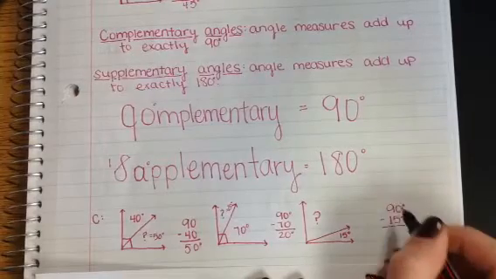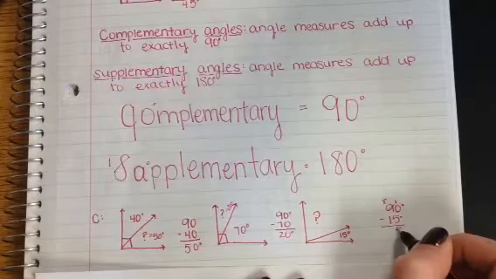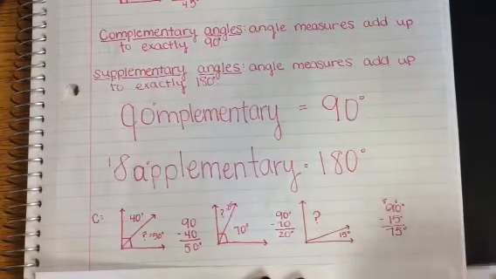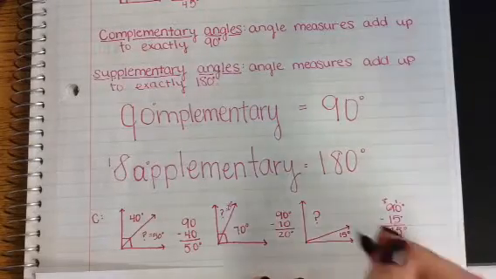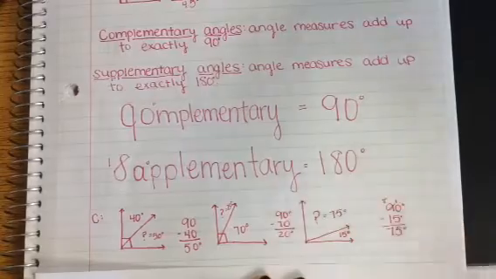And we cannot do 0 minus 5, so we have to borrow. 10 minus 5 is 5. 8 minus 1 is 7. So 75 degrees is the complement of 15 degrees.